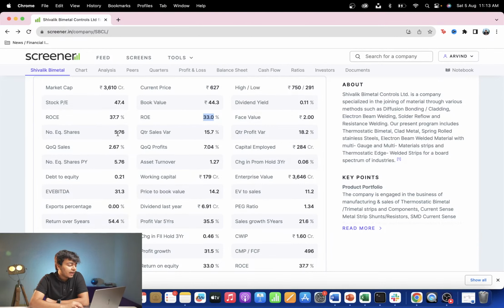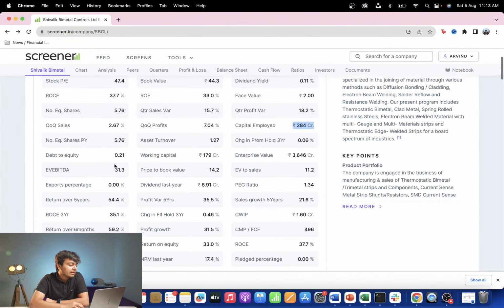Then we have, again, number of equity shares do not really matter. Then we have the quarterly sales, then the quarter profit variation, then quarter on quarter sales growth, then quarter on quarter profit growth, then the capital employed. The ROC that I spoke to you about, 37.7%, was the return that was getting generated on this capital.